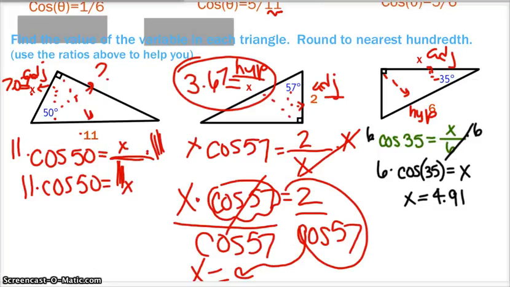All right, so for the third problem, I ended up with an answer of 4.91 because the x value was the adjacent, the 6 was the hypotenuse. So when I set up my cosine of 35, the top of the fraction is always the adjacent value. The bottom of the fraction is always the hypotenuse. Just got x by itself, typed it in my calculator.